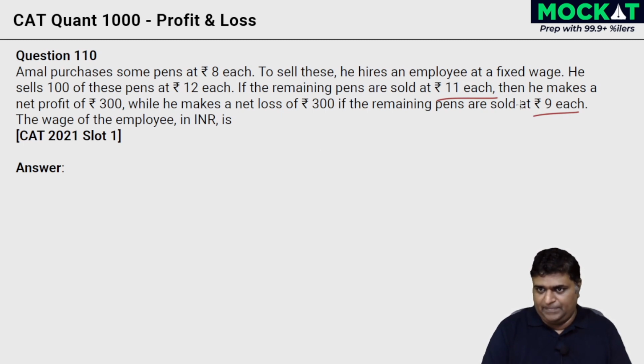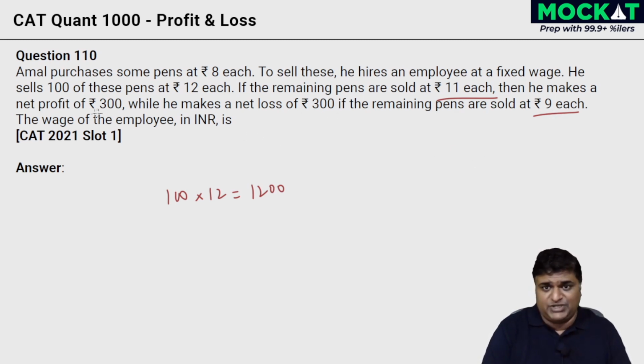You've got to visualize this question, right? Some number of pens are bought. Purchase price is rupees 8; I'm paying 8 rupees for each pen. I'm hiring an employee at a fixed wage to sell these pens. 100 of these pens are sold at rupees 12 each, and we are getting 1200 rupees. Let it be as it is. Now, the remaining pens are sold at rupees 11 each. There's a profit of 300. If the remaining are sold at 9 each, there's a loss of 300.